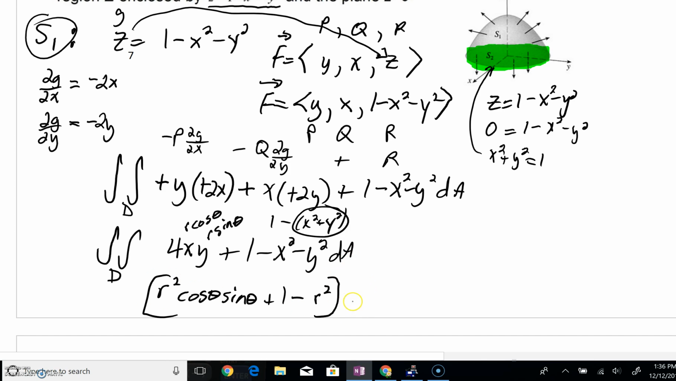But our dA, our dx dy is going to change to an r dr d theta. And guess where our r is going to be spanning from? From 0 to 1. And guess where our theta is going to go from? 0 to 2 pi. And we're going to just let the TI-89 help us out with this, okay?